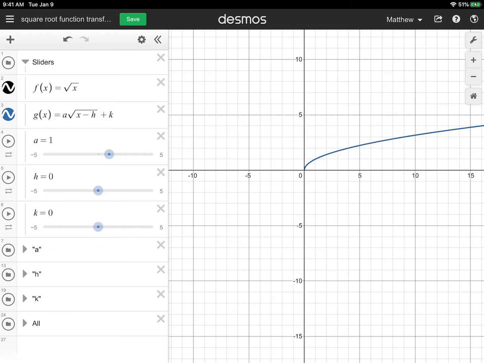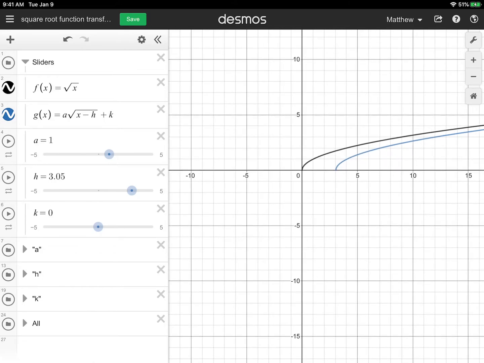You can see that h, if I'm graphing this now, is still 1 times the square root of x minus 0 plus 0. Now if I increase h, I'm going to move to the right h number of units. You can see where our initial point for our parent function was at 0, 0, and now it's over here at 3, 0. And so h is going to just shift that vertex to the left or right, however many units.